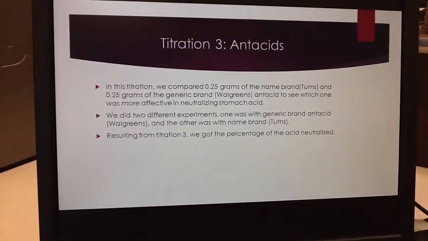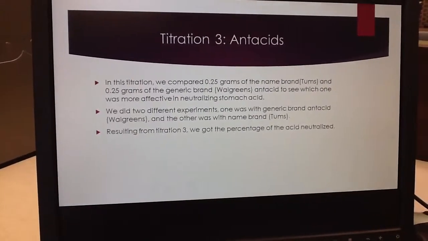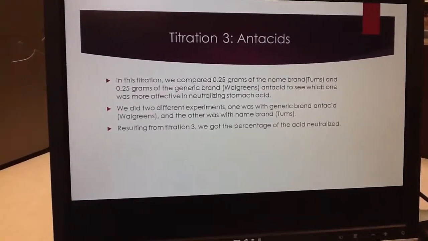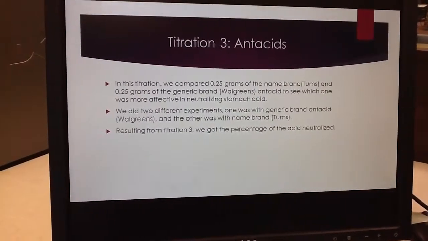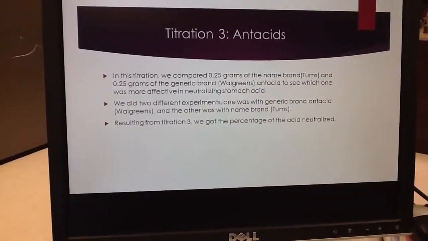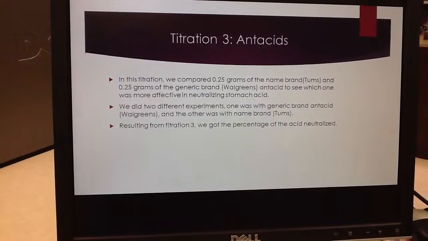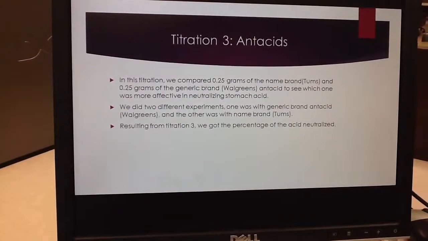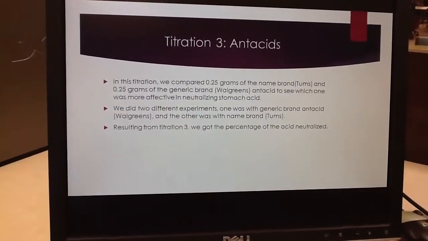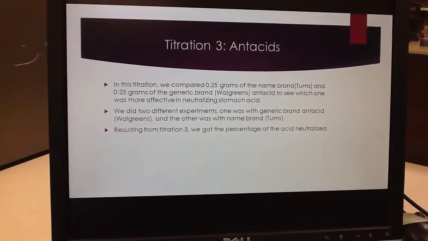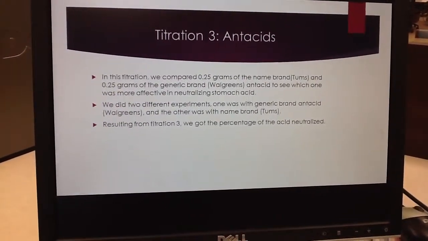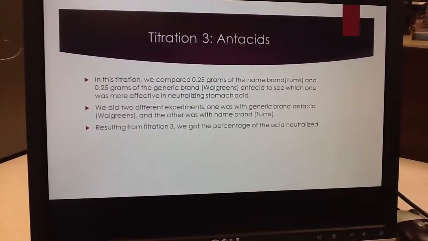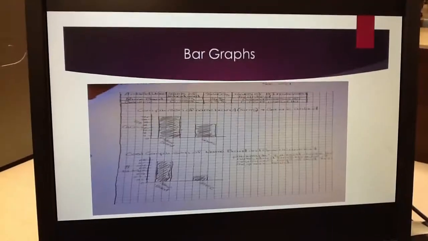Titration 3, antacids. In this titration, we compared 0.25 grams of the name brand, Tums, and 0.25 grams of the generic brand, Walgreens, antacids to see which was most effective in neutralizing stomach acid. We did two different experiments. One was with the generic brand antacid, the other was with the name brand. Resulting from Titration 3, we got the percentage of the acid neutralized.